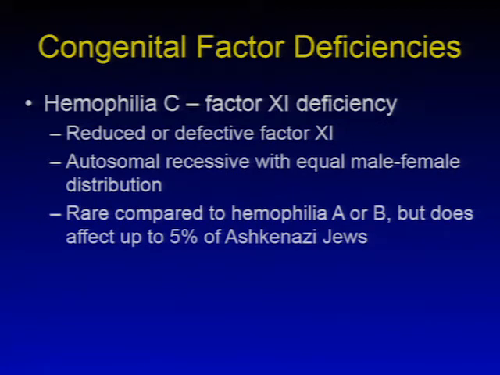Now, hemophilia C, factor XI deficiency. This is an autosomal recessive, so there is an equal male-female distribution. Quite rare, again, less than 1% really of the hemophilia cases in total, can affect up to about 5% of Ashkenazi Jews, however.